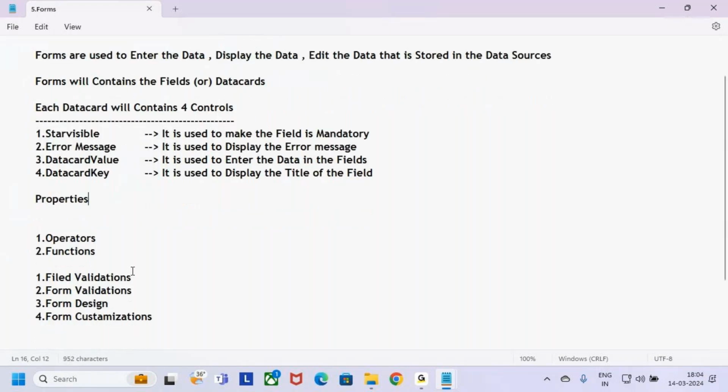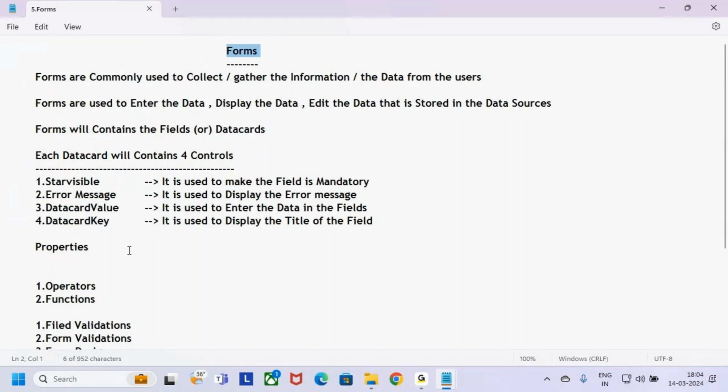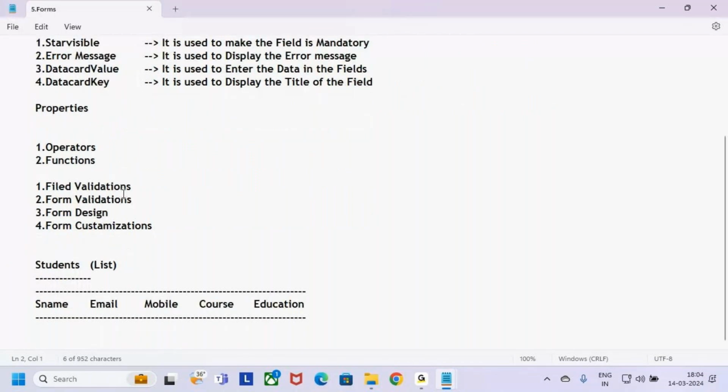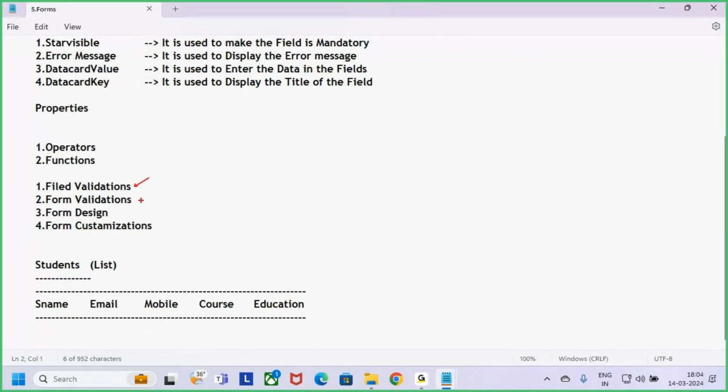And next, related to the forms, we need to discuss something called field validations, the form validations, and also form design and form customizations. If you want to understand these things, we need to have some knowledge of operators and functions. We are going to use these operators and functions in the validations.